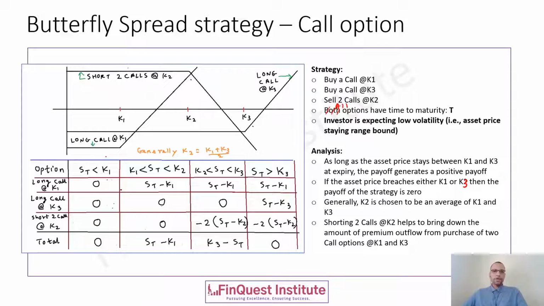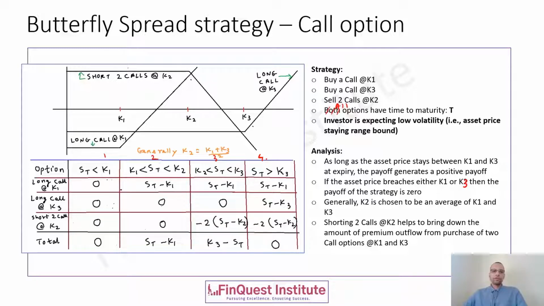Here we are going to have four scenarios: one, two, three, and four. In the first scenario we have a zero payoff, because if the stock price is below K1, naturally all of these call options are out of the money. So they are not going to generate any payoff. So there will be a zero payoff for scenario one. Similarly, for scenario 4 as well, the payoff comes out to be zero. We'll come to that in a moment.